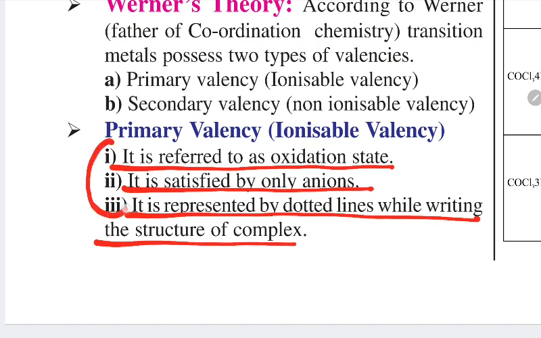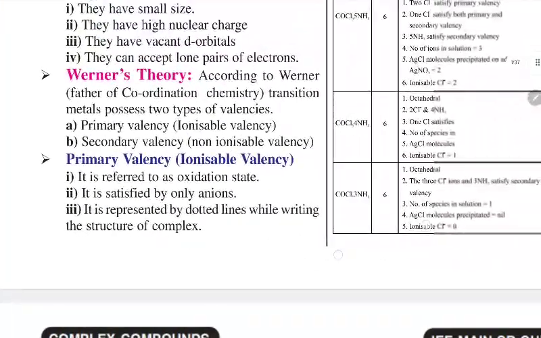It is represented by dotted lines while writing the structures of the complex. So these are the three points of primary valency: it is referred to as oxidation state, it is satisfied by only anions, and it is represented by dotted lines while writing the structures of the complex.